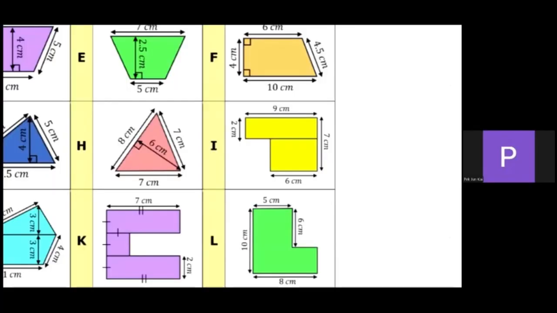Okay, so now I will be talking about question I. So firstly, we take 9 times 2, we would get 18 cm squared, which is the area for the longer rectangle here. We subtract 2 from 7, so it will be 5. 5 would be the height of the shorter rectangle. So 5 times 6, we will get 30. 30 cm squared would be the shorter rectangle area. So we add them all up, it would be 48 cm squared.